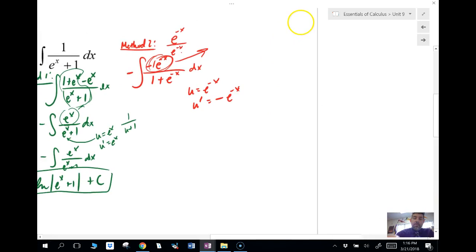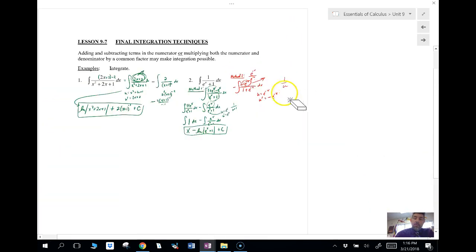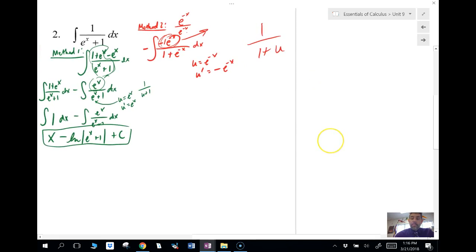So I'm going to have a 1 over u. I'm going to have a 1 over 1 plus u form. So that's going to be an ln. So I'm going to have negative ln of 1 plus e to the negative x plus c.